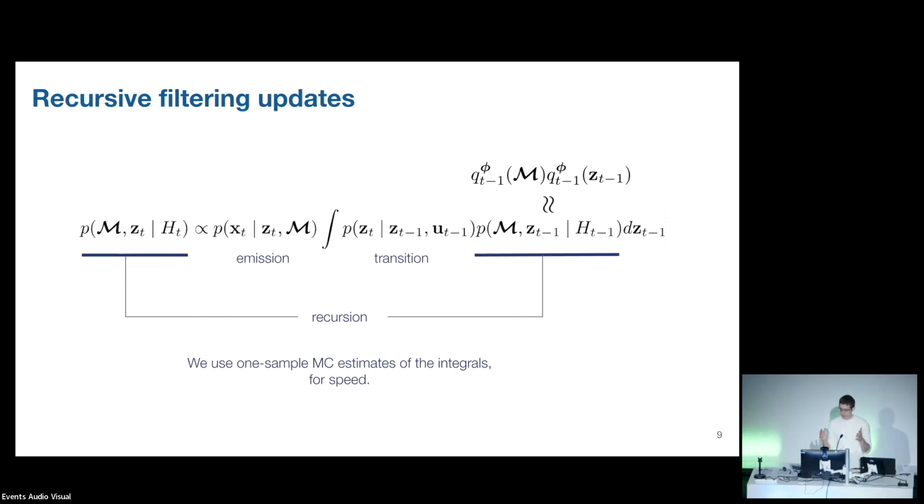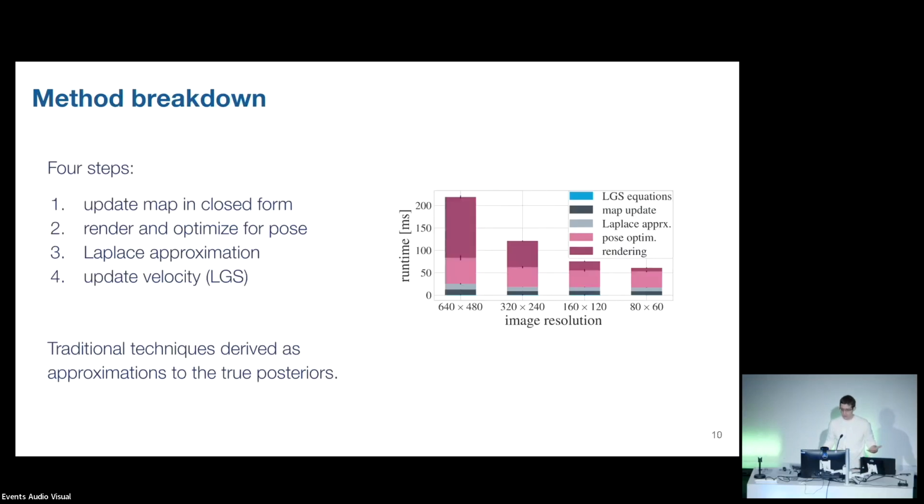The other big approximation that we make here is that we replace all of the resulting integrals with one-sample Monte Carlo approximations for speed. These two approximations are quite crude, but they lead us to a pragmatic algorithm that can still work and give us some uncertainty estimates, which are still good, and preserve rendering in real time. The method breakdown then is rather straightforward.